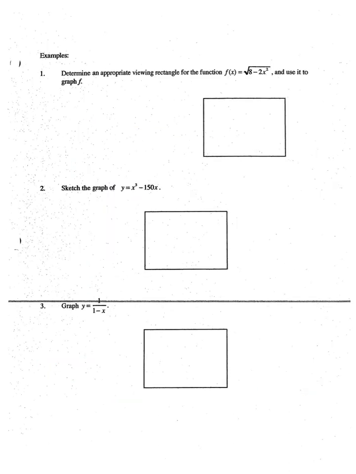Okay, so let's just do a little bit of practice. What's an appropriate viewing rectangle for this function? Well, you need to know what the domain of this function is. And the domain of this function, because it's a radical function, means that what's underneath that has to be positive. So calculate your domain. 8 minus 2x squared has to be greater than or equal to 0.